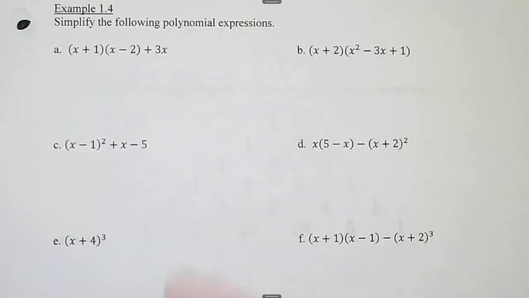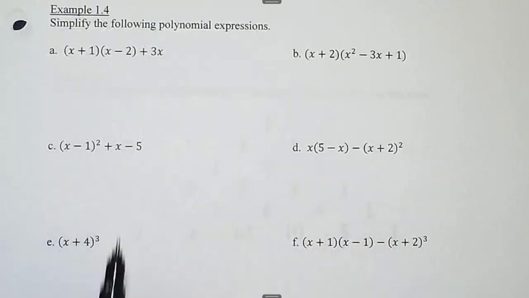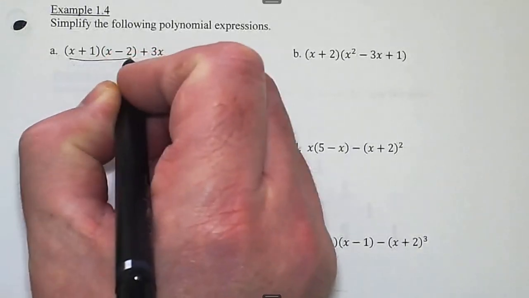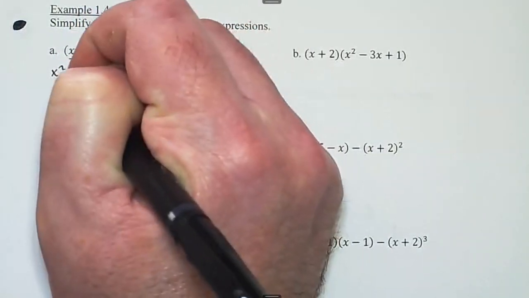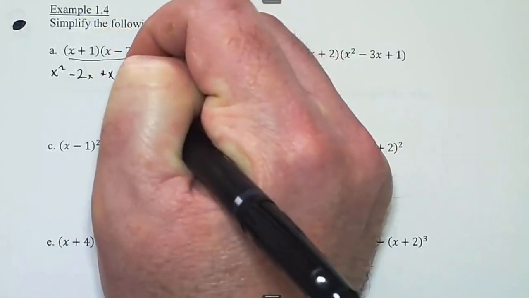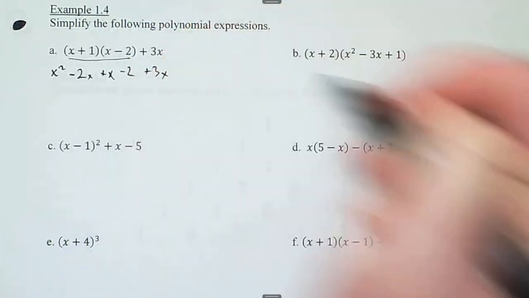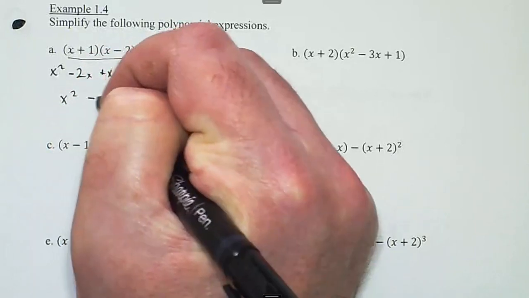We'll look at a couple of things that might be new. In this one, to simplify, my goal is to get it in no grouping symbols, no parentheses. So here, I just FOIL. X times x times a negative 2, 1 times x, and negative 2. And then I just bring that plus 3x down. I'm going to combine like terms.